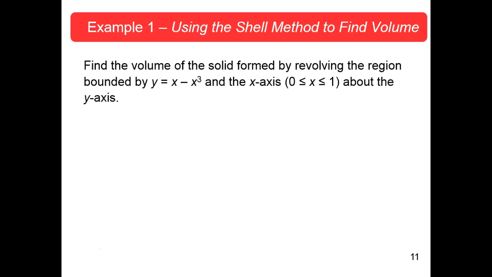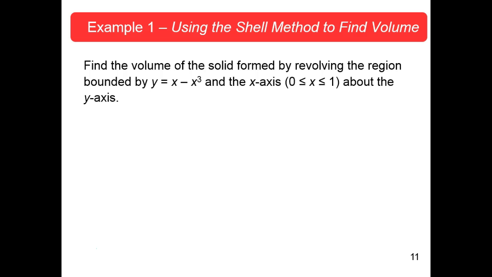So let's do example 1, where we actually have a problem, not just a figure. I think this is on page 466. Find the volume of the solid formed by revolving the region bounded by y equals x minus x cubed and the x-axis, between 0 and 1 on x, about the y-axis.